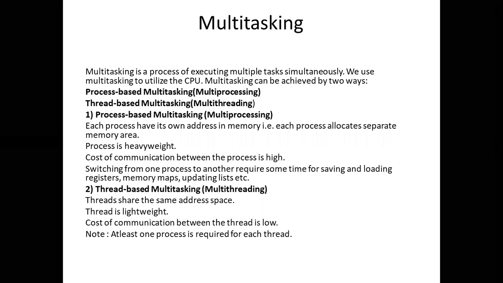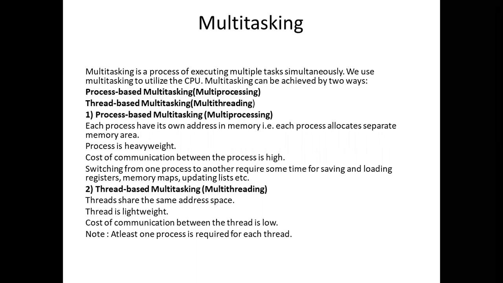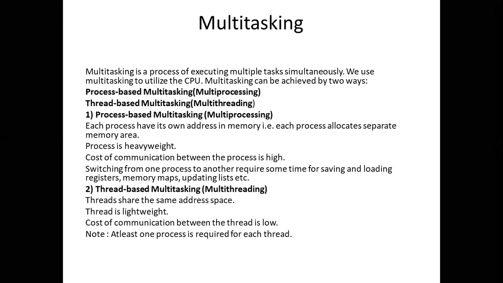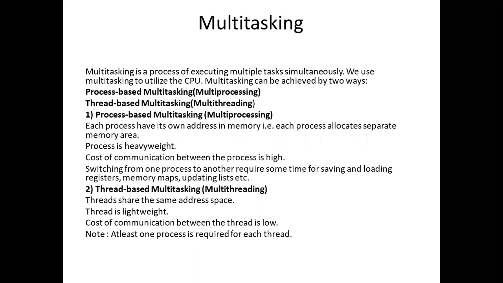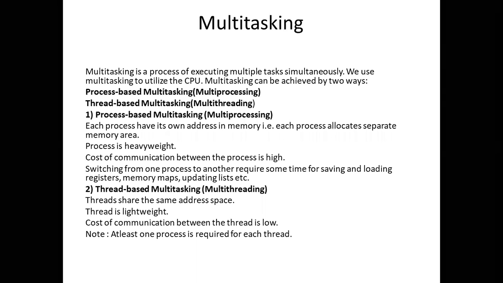So why do we require multitasking? Multi means many, and tasks are the different processes or functions that we are performing. Multitasking is a process of executing multiple tasks simultaneously. Multitasking can be achieved in two types: process based or thread based. Process based multitasking is multiprocessing, and thread based multitasking is multi-threading.